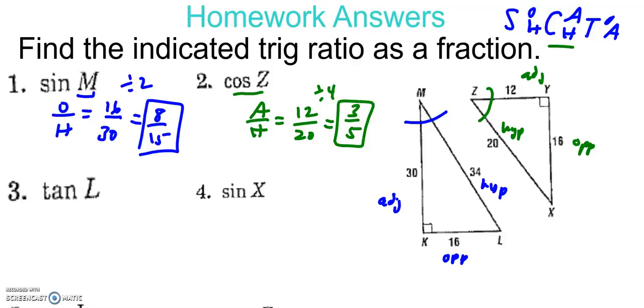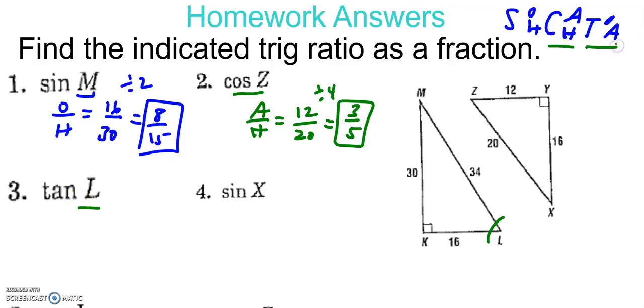Okay, and remember every time you go through one of these, your perspective does change. So I'm going to erase what I've had here so far, because now we're going to be looking at the tangent of L. If I'm looking from the perspective of L, tangent really represents opposite over adjacent. So opposite over adjacent would be 30 over 16. You can divide those both by 2. So your final ratio will be 15 over 8.